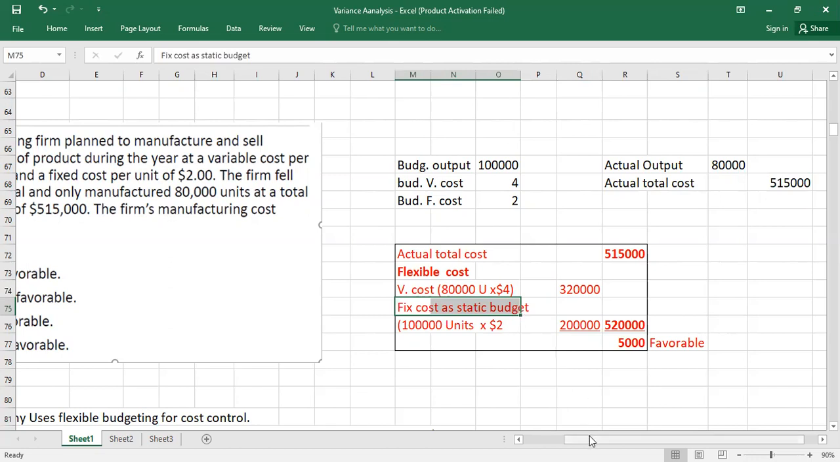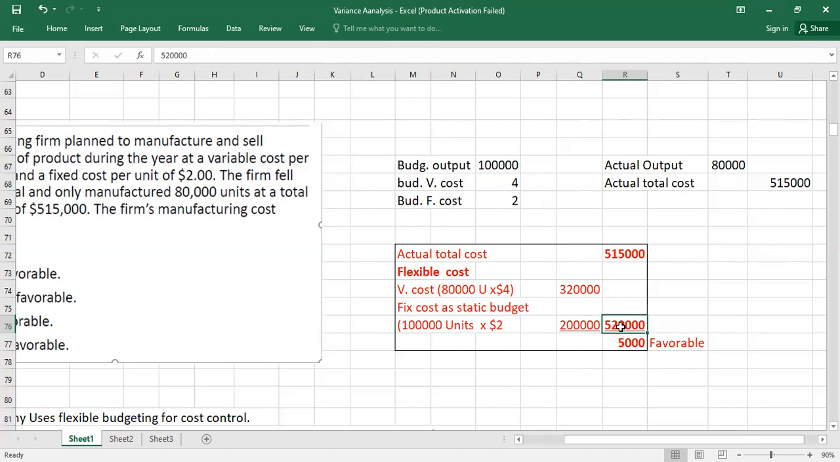But for the static budget, how you can calculate? So you are provided with the fixed cost per unit 2, and you are provided with the budgeted output. If you multiply budgeted output with the budgeted fixed cost per unit, you will automatically get the fixed cost as per static budget. So this will be $200,000. So now this is your total flexible cost, $320,000 plus $200,000. So you will get $520,000.